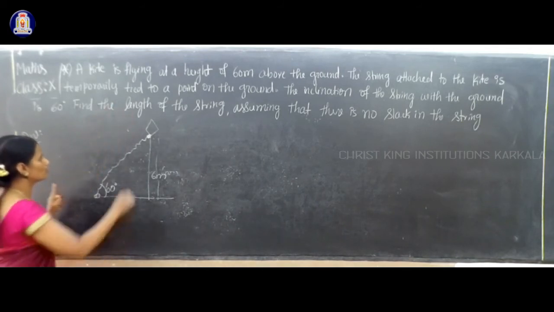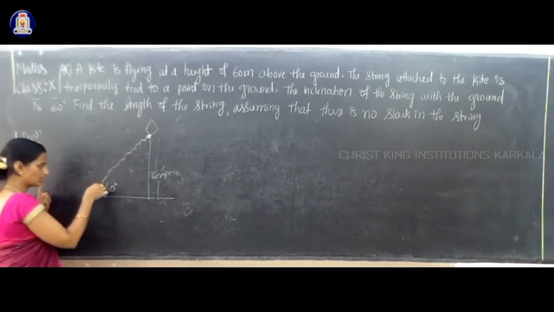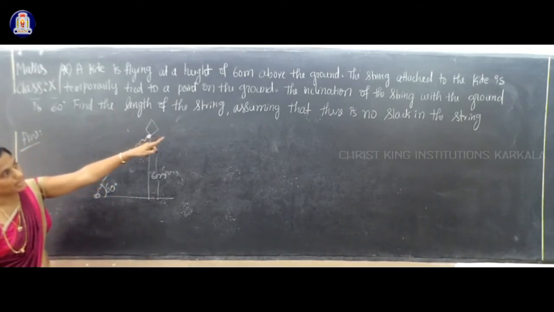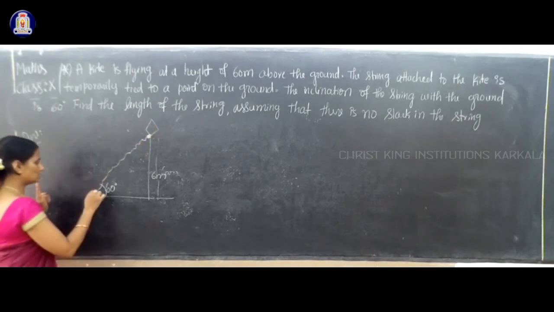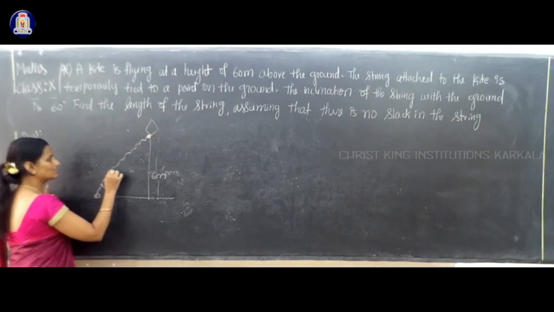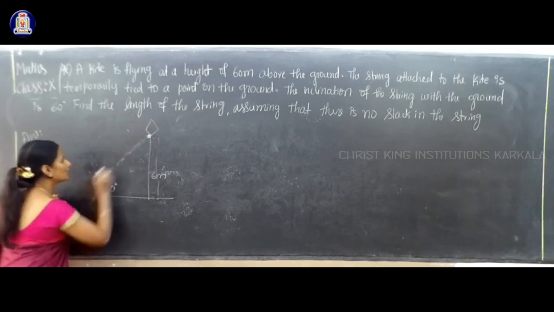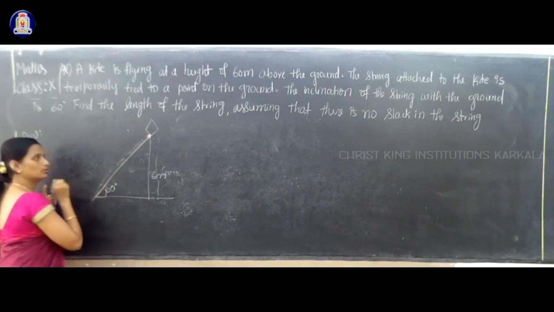Find the length of the string. Assume that there is no slack. No slack means it is not zigzag. It is straight. Clear now?